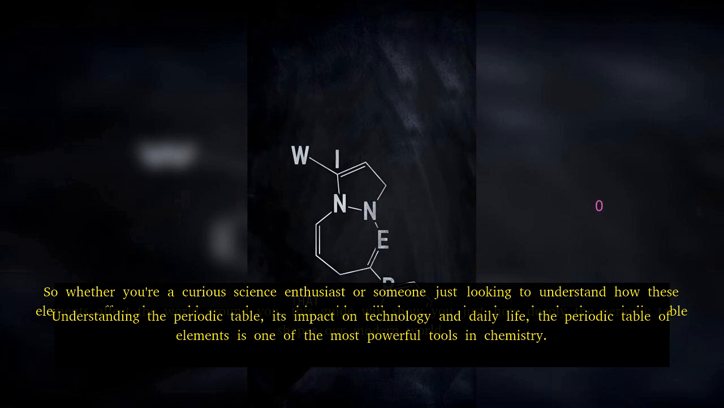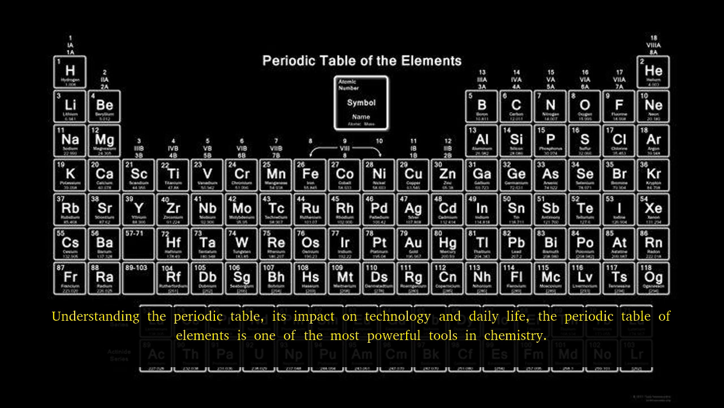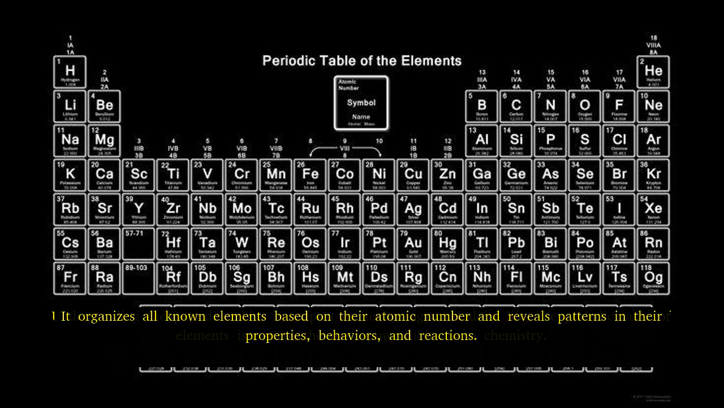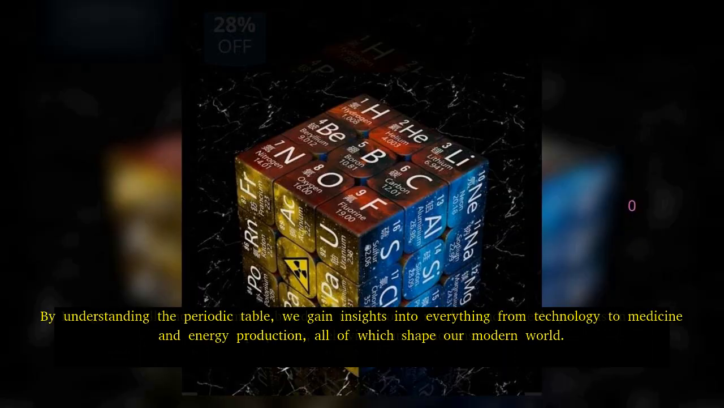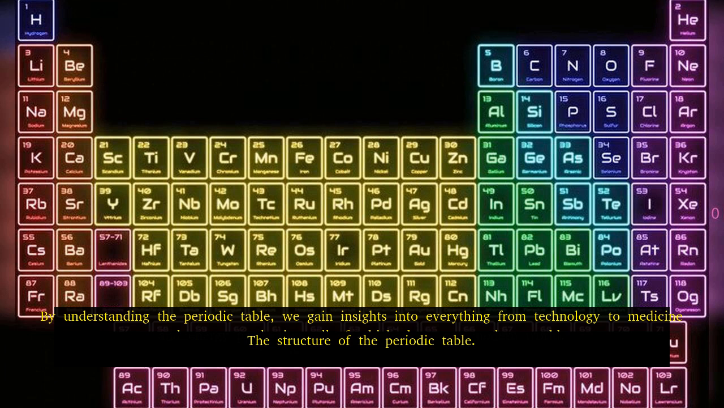Understanding the periodic table, its impact on technology and daily life. The periodic table of elements is one of the most powerful tools in chemistry. It organizes all known elements based on their atomic number and reveals patterns in their properties, behaviors, and reactions. By understanding the periodic table, we gain insights into everything from technology to medicine and energy production, all of which shape our modern world.